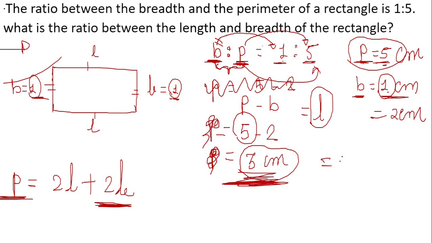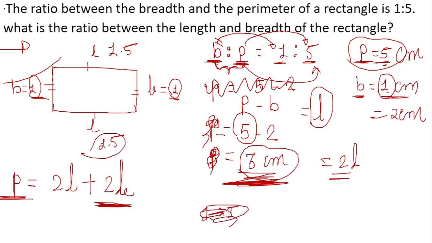That is, the value of 2L is 3 centimeter. So I will divide this as 1.5 centimeter and 1.5 centimeter. Got it? So the length of the rectangle will be 1.5 centimeter and the breadth will be 1 centimeter. So the ratio between the length and the breadth is 1.5:1. Got it? That is the ratio of length and the breadth. I hope you have got the question. Okay, so moving on to the next question.